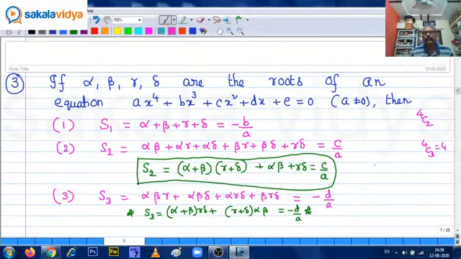So next one is the fourth one. See, the fourth one is what? S4. Very simple, S4. Product of all roots alpha, beta, gamma, delta equal to e by a. Yes, absolutely correct.